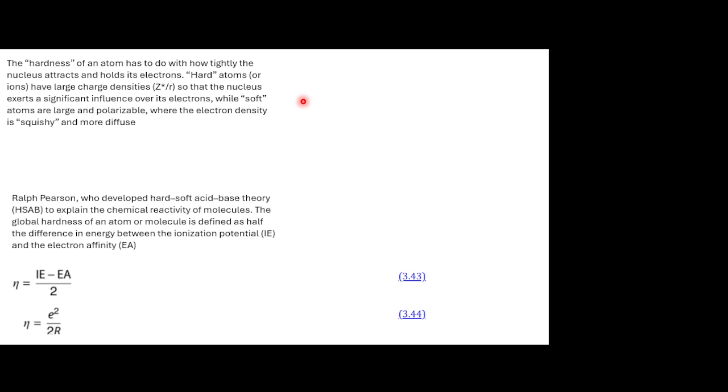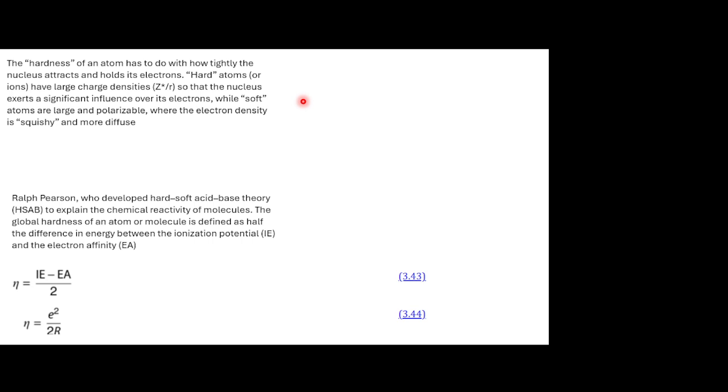Ralph Pearson developed the hard-soft acid-base theory, which is the HSAB. Was anybody taught any of this in Gen Chem? Yeah, they don't teach it a lot in Gen Chem anymore. I've noticed that the books have all moved away from it. The professors have moved away from it. We just don't do it in Gen Chem anymore.